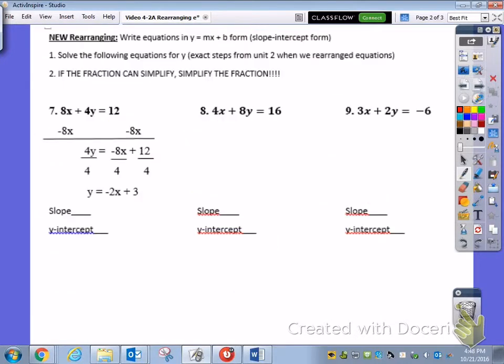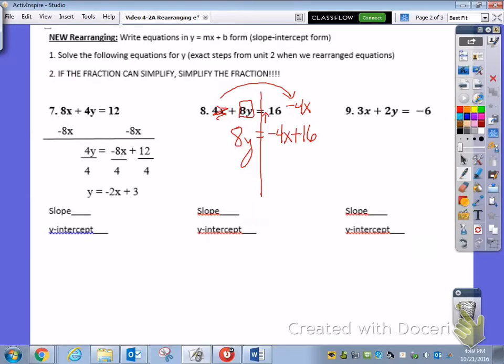Now we're going to take it one step further, and let's say that we have a number in front of the y. So we're going to do the exact same thing, but then I'm going to have to divide. Okay, so you're going to move it over and then you're going to divide. So draw a line. I want y by itself. So 4x becomes a negative 4x. So we're going to do everything that we did a while ago. 8y equals negative 4x, and this is a positive 16. So that's plus 16, okay?